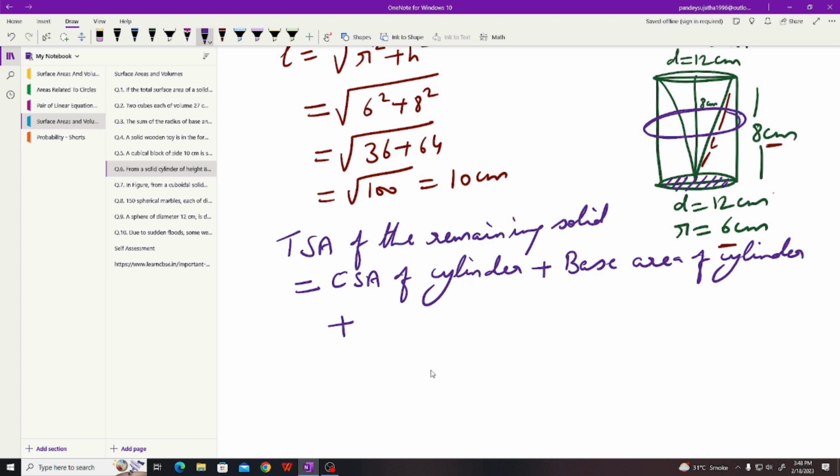when a conical cavity is hollowed out, we are able to feel the curved surface area of the cone. So we will add the curved surface area of the cone. Just be careful. Please don't include the top face of the cylinder because from here only the conical cavity is being hollowed out. So this portion we will not be able to touch. So the top face of the cylinder, that is area of circle, is not to be included. Just put the values.